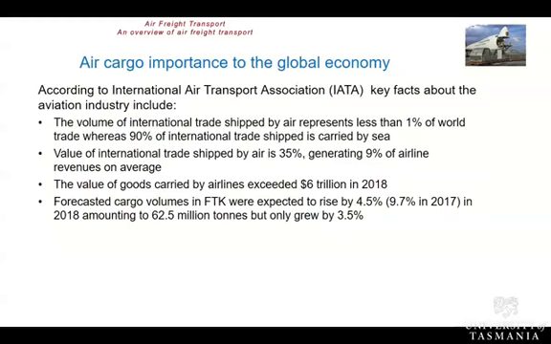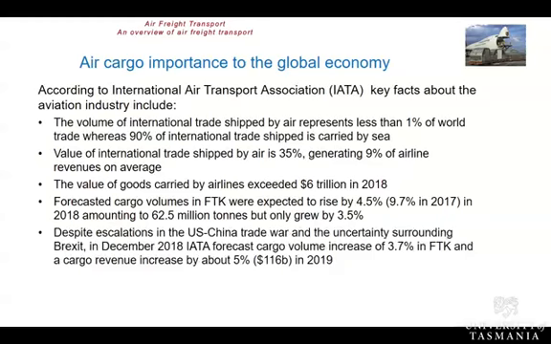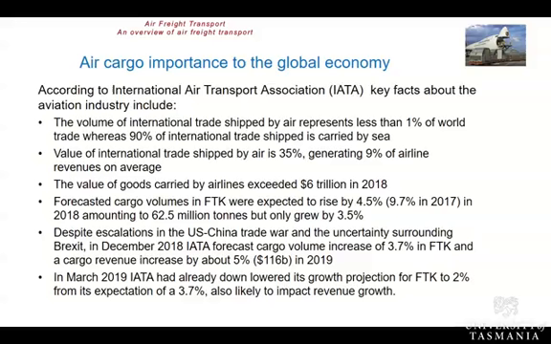However, along comes December last year. The US and China are still at loggerheads in terms of the issues that they were having. IATA forecast it would grow 3.7% this year, quite a conservative figure, but still within expectations. Cargo revenue would increase about 5%. However, this year it's been quite lacklustre. IATA have already downgraded the growth projection from 3.7% to 2%.